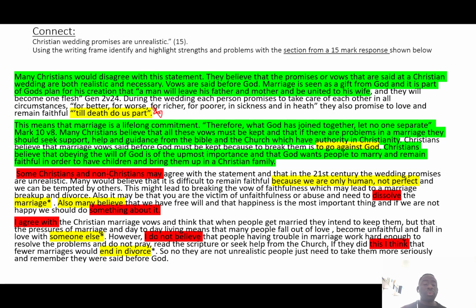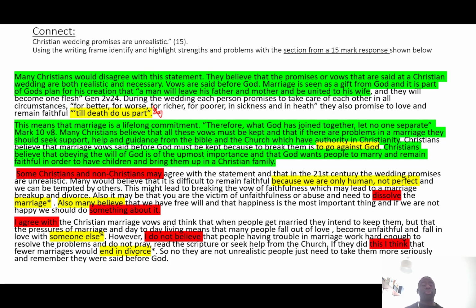Look at the strong ones. Look at the ones that are okay and need to be finished off better. And look at the phrases that are wrong. That last read, where it goes, if they did this, I think that. Remember, the examiner is not interested in what you think. At the beginning of that paragraph, I agree with. Examiner is not interested in what you specifically agree with. They are interested in the argument as a whole.